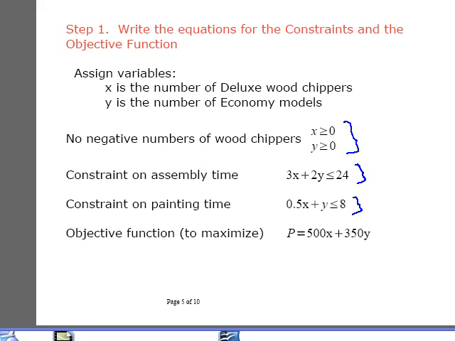Now the objective function was to maximize profit. So my profit is going to be 500 times x, because it's $500 profit for every deluxe one I make and sell, and 350 for every economy one that I sell. So there's my objective function. You see that has an equal sign in it, because that's the profit. The others are inequalities.